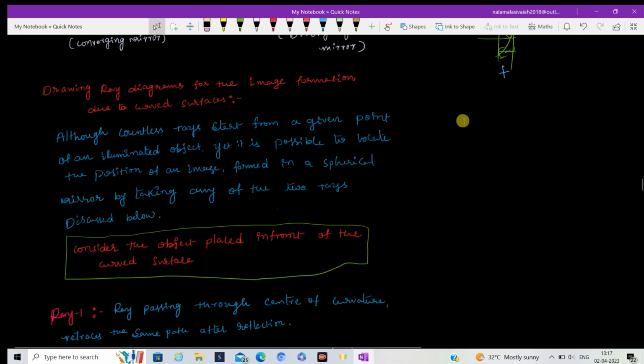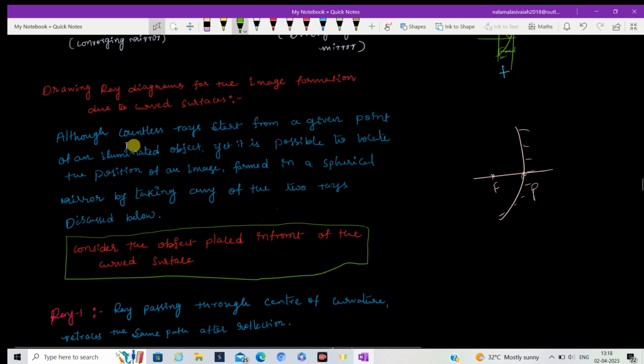Next is the image ray rules, then image formation we will discuss. If you want to form the image of an object, a minimum of 2 light rays are required. There are so many light rays coming from infinity. Apart from countless rays, we need only 2 rays to form the image of the object.